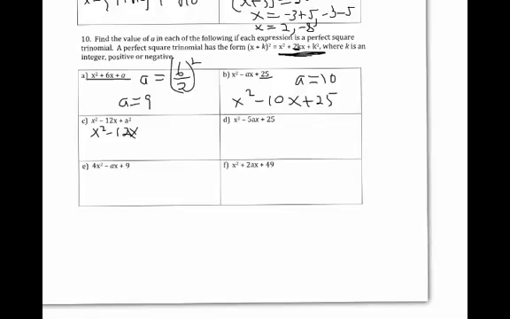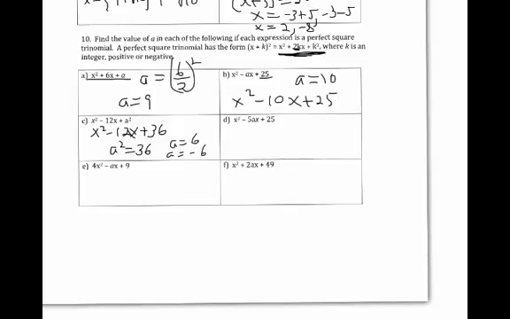For it to be a perfect square trinomial, we would have to take half of 12, or negative 6, and square it, which would give us positive 36. So a squared is equal to 36. So a is equal to 6, or a is equal to negative 6.